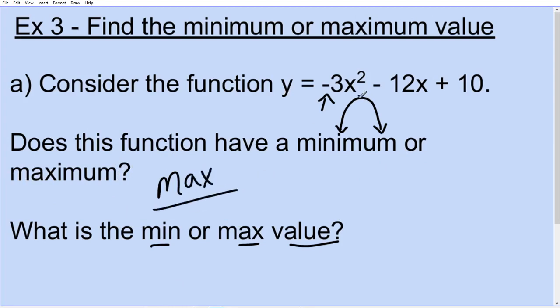It has a max right there. It has a highest point. Now the question says, well, what is this minimum or maximum? The minimum or maximum is the highest point. So basically, I want to know, what is the vertex? What is the highest y value, up and down? What is the highest y value this goes through?